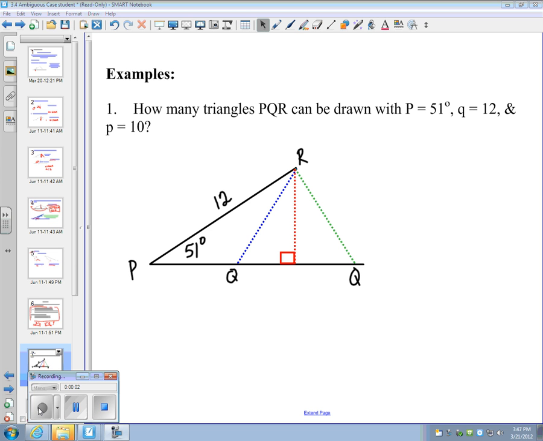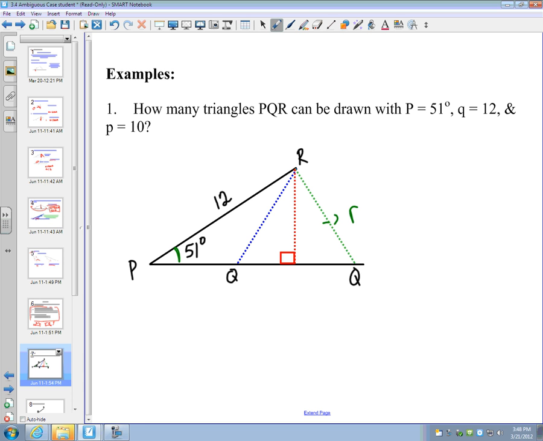We're continuing on with 3.4, the ambiguous case, but we're looking at real examples where we would use this. This says how many triangles can be drawn with angle P 51, Q 12, and side P 10. We put our angle P here. Side P is going to be directly across from it, and Q is going to be adjacent. It doesn't matter if we would have done it over here or over there. We still would have angle side side. It doesn't really matter how we would have drawn this.